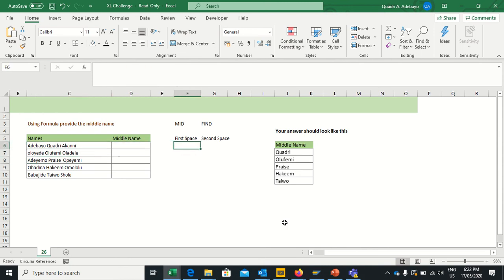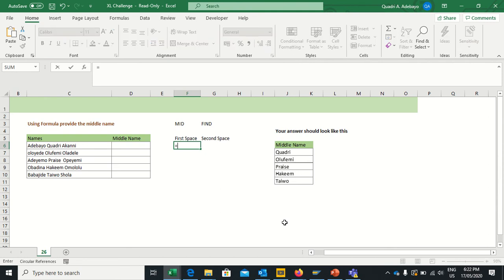The first thing I'm going to look for, looking at the questions, is that we have spaces everywhere. Space is going to be our determinant to solve these questions. So first I'm going to look for the first space. Why am I looking for the first space? I want to get to the first letter of the middle name. Looking at Adebayo, the first letter of the middle name is Q, and all the letters including the space before Q are 8 for Adebayo, for instance.